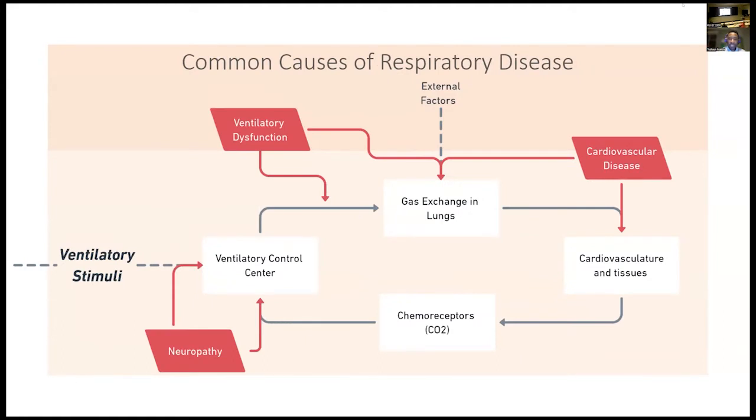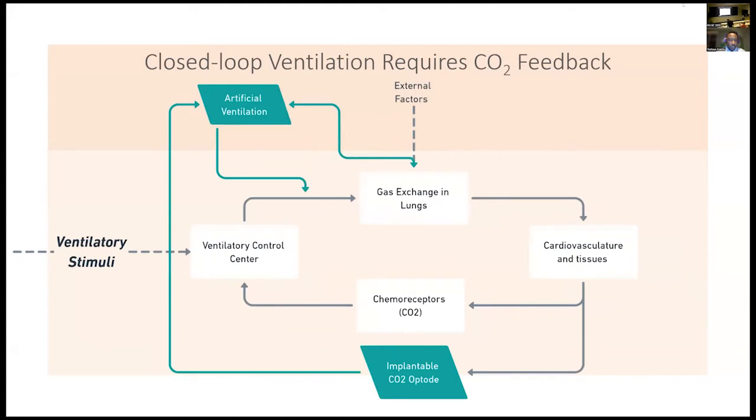Now, this figure illustrates where respiratory disease affects that control loop. Ventilatory dysfunction can exist in the lungs, can exist in the cardiovasculature, or can exist in the brain or in the nervous system. So, a solution that we're aiming towards is an artificial ventilator with a closed loop adaptation.